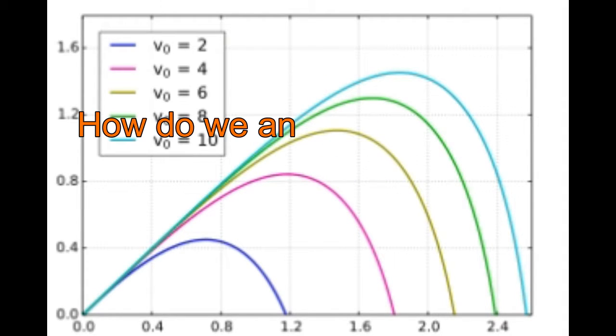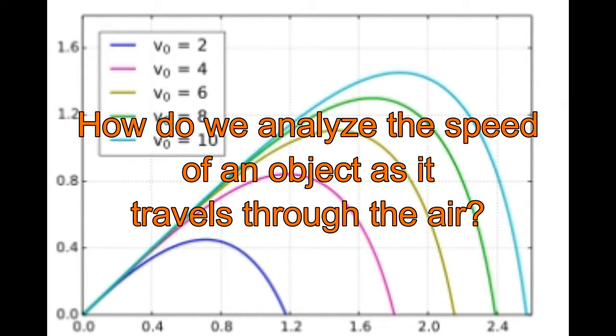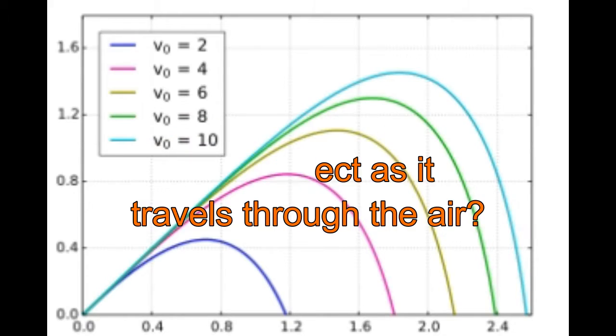What is a trajectory, and how do we analyze the speed of an object as it travels in the air? In this video, we will teach you about projectile motion and its velocity using a simple experiment like throwing a golf ball in the air. Projectile motion is defined as the motion with constant horizontal velocity and constant vertical acceleration due to gravity.